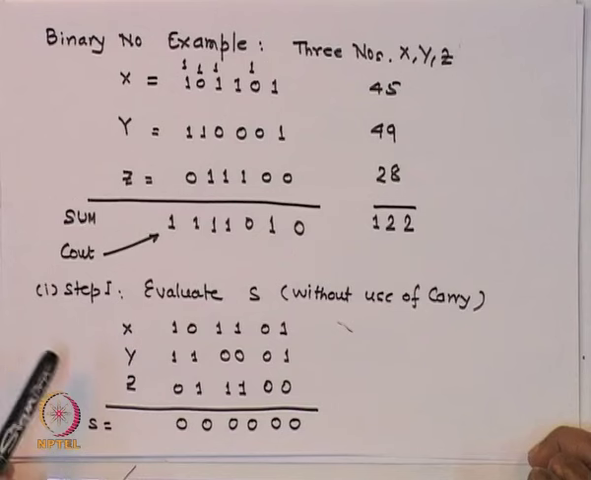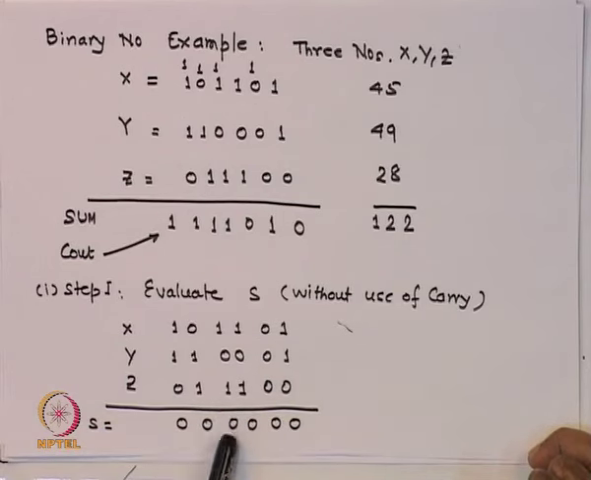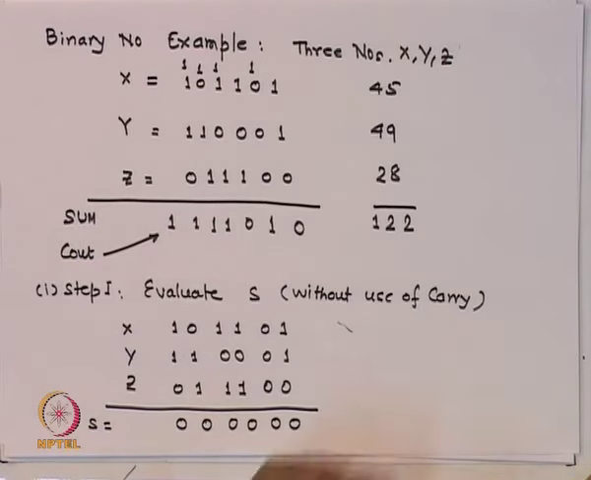Now, what do we do in the case of CSA, carry save adders? We first calculate S: 1 and 1 gives 0, 0 and 0 gives 0, 1 and 1 gives 0, 1 and 1 gives 0, 1 and 1 gives 0, 1 and 1 gives 0. So, S is all zeros.